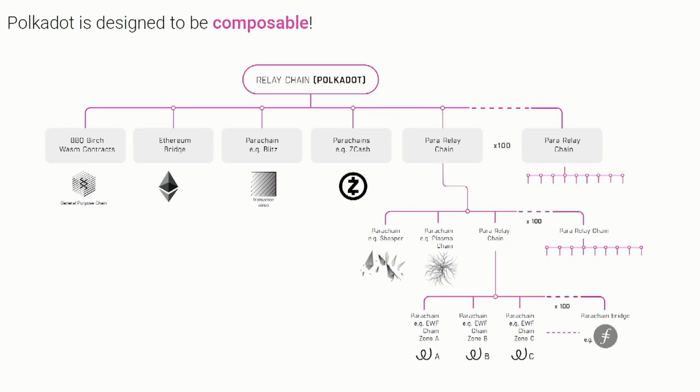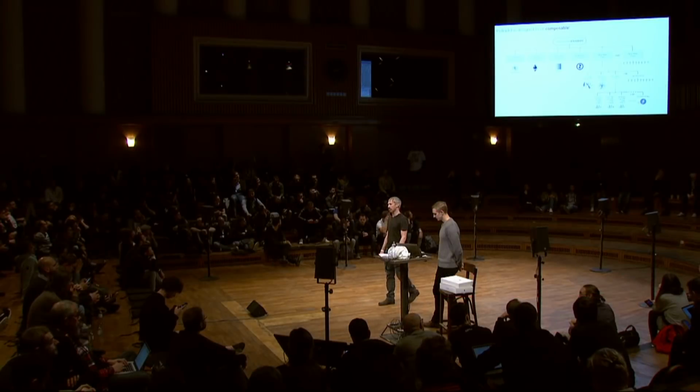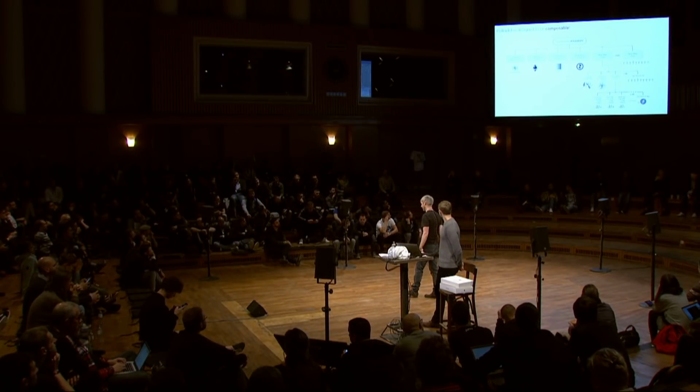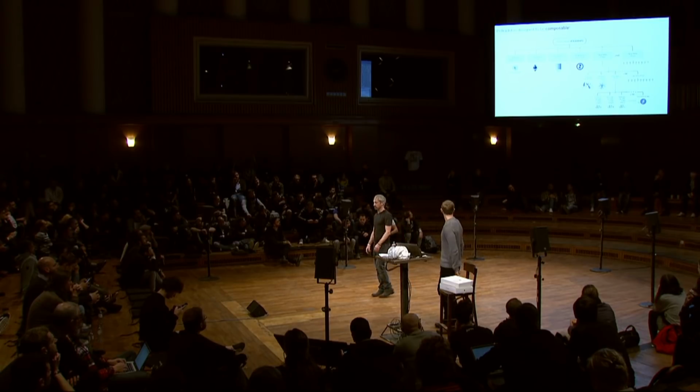And we end up with something approaching this. So we might have the main relay chain at the top there, but on the first level, there could be other relay chains, copies of that relay chain in terms of its operation. And those relay chains can then host their own however many, 100 or whatever, parachains. Some of those parachains might be relay chains as well.